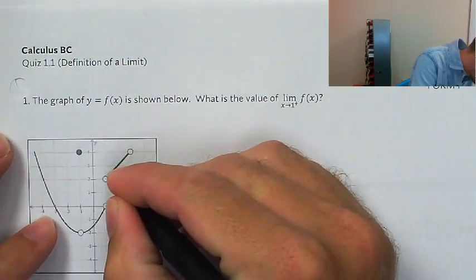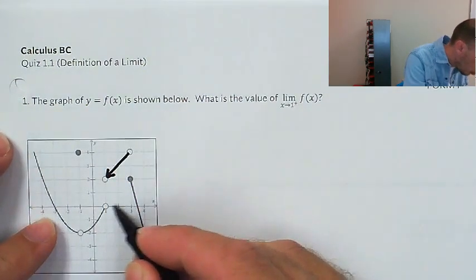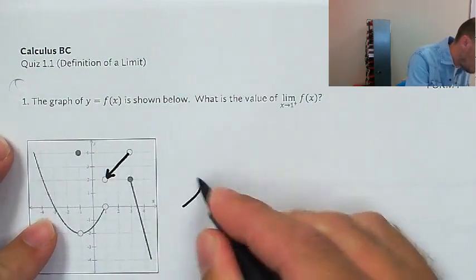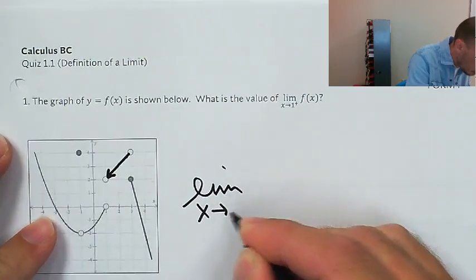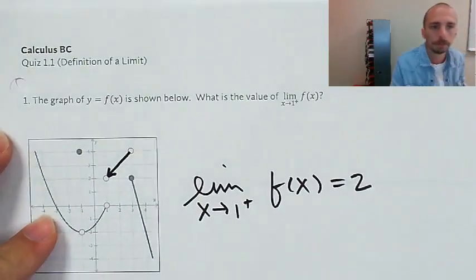Okay, so we're thinking we're going right there. The closer that x gets to 1 from the right, the closer y gets to 2. So I'm going to say that the limit as x approaches 1 from the positive side of f of x equals 2.